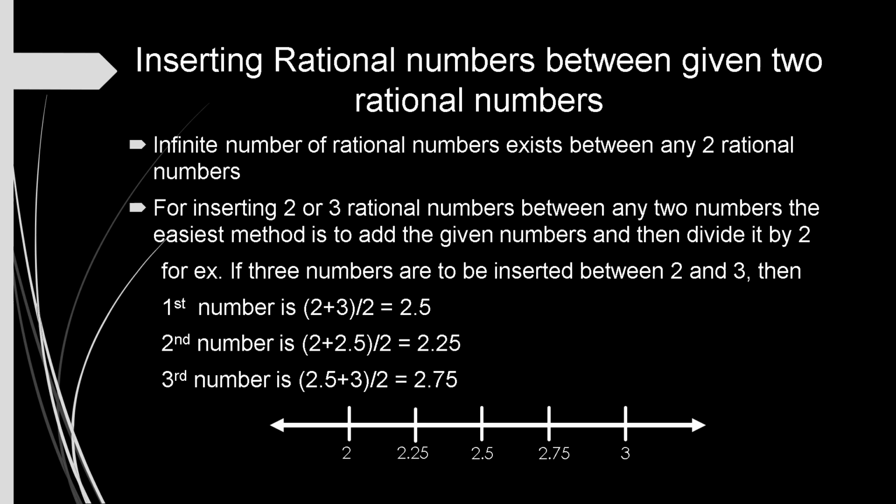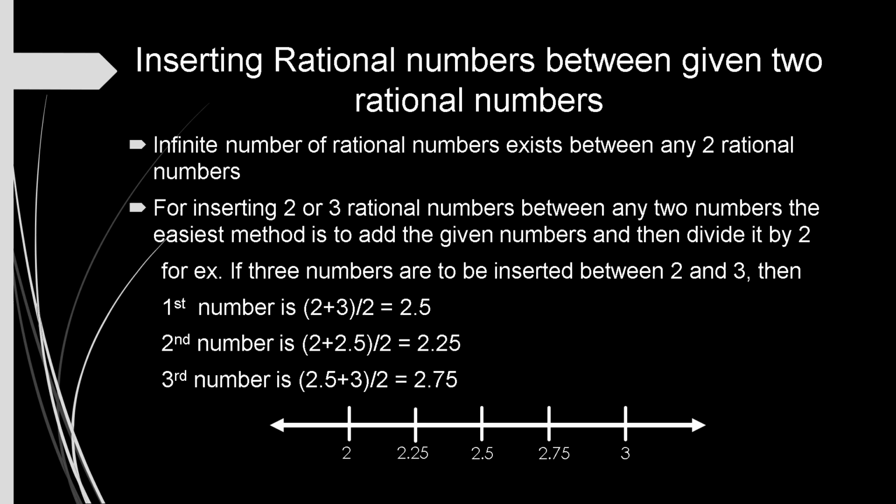In this example I'm taking 2 and 3. If the number of rational numbers to be inserted is 1, 2 or 3, then it's very easy. The step is we are supposed to add both the given numbers and divide by 2. So we can insert one number. If we are supposed to insert 2 numbers, then whatever number we got, we are supposed to add it to the lower number and then divide it again by 2, and then we get 2.25.